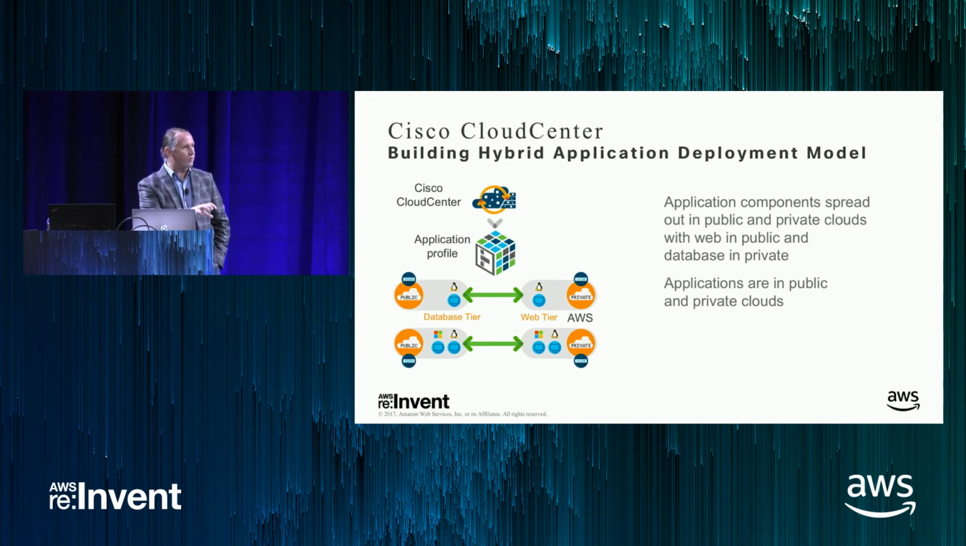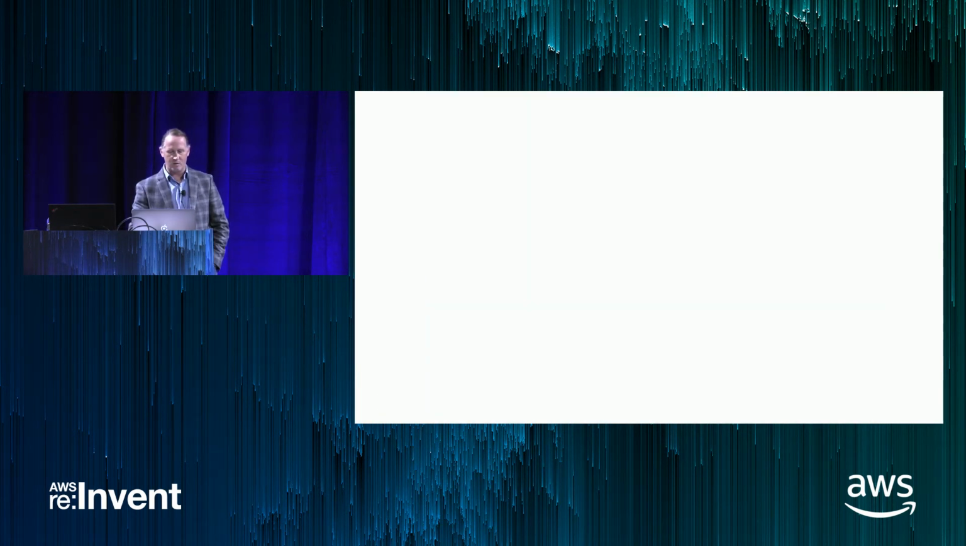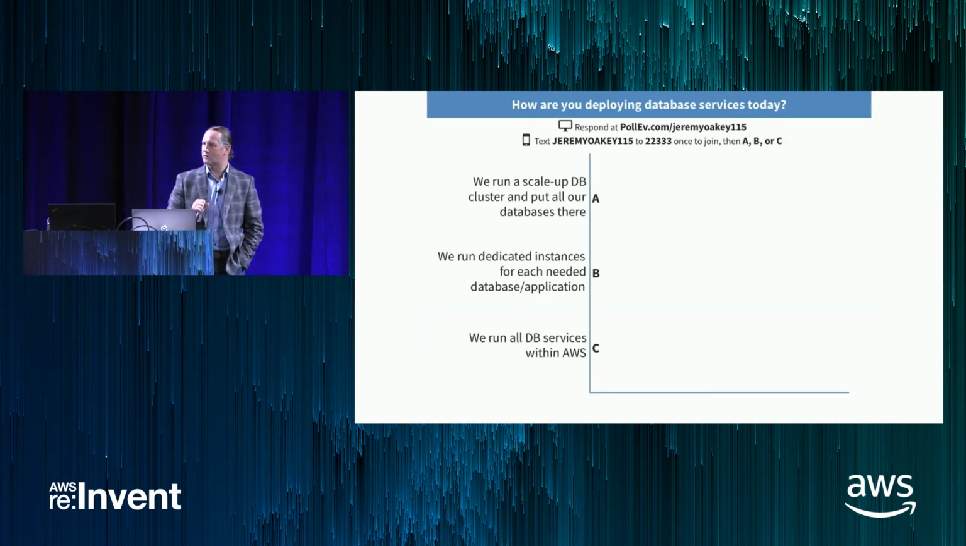So can we use this process to pick up some of the application and move it? Maybe the top tiers go, or redeploy net new and split it? Yeah, both are scenarios that are supported by the tooling, or CloudCenter. So what happens, though, when the database is an issue?